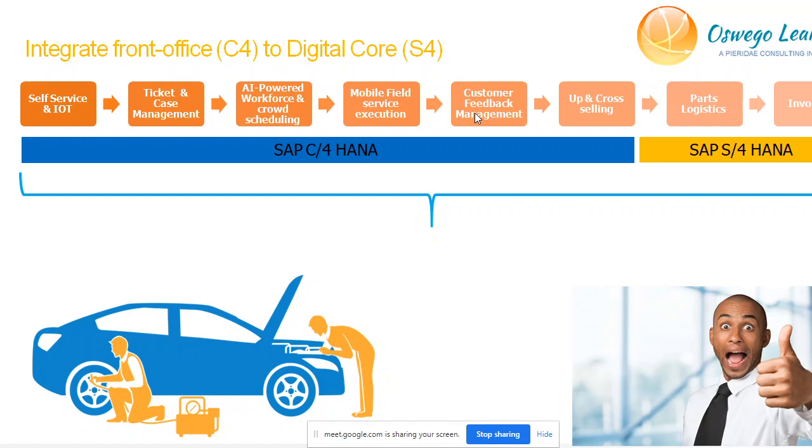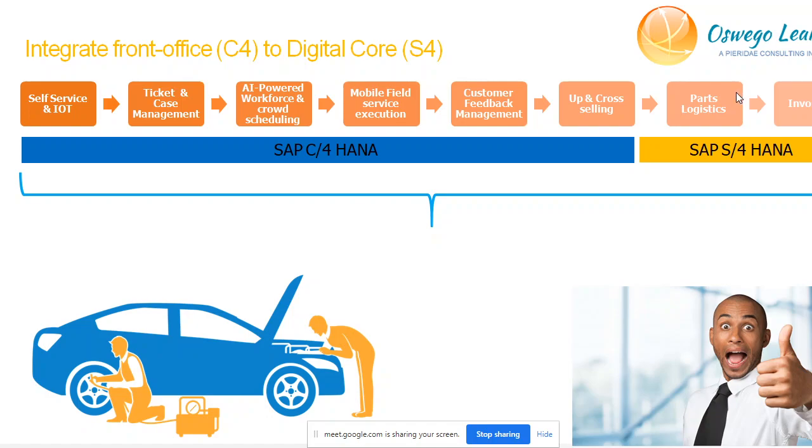After the customer feedback management, there is upselling and cross-selling, for any kind of service required. They can sell any other product. For example, if our customer goes for a laptop service, then the organization, Lenovo, can say that in addition to your laptop, you can purchase a Lenovo mobile or something else. So that concept of upselling and cross-selling is there.